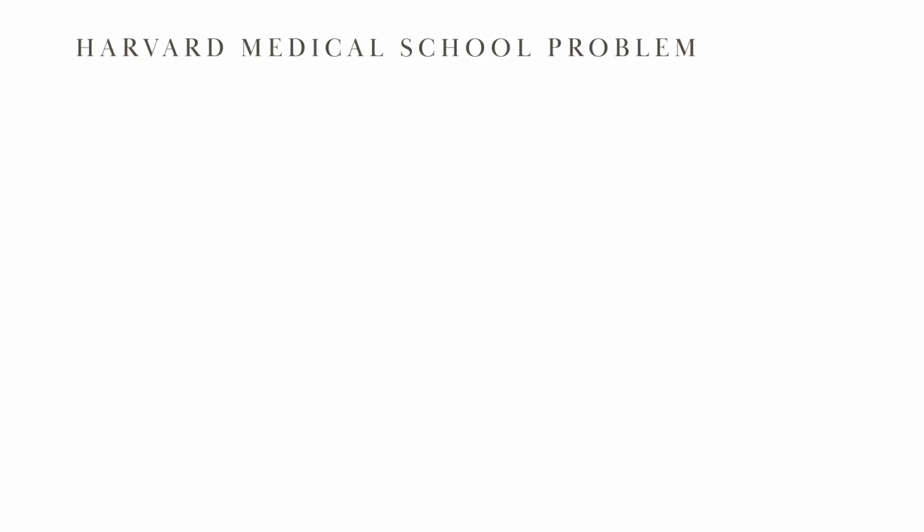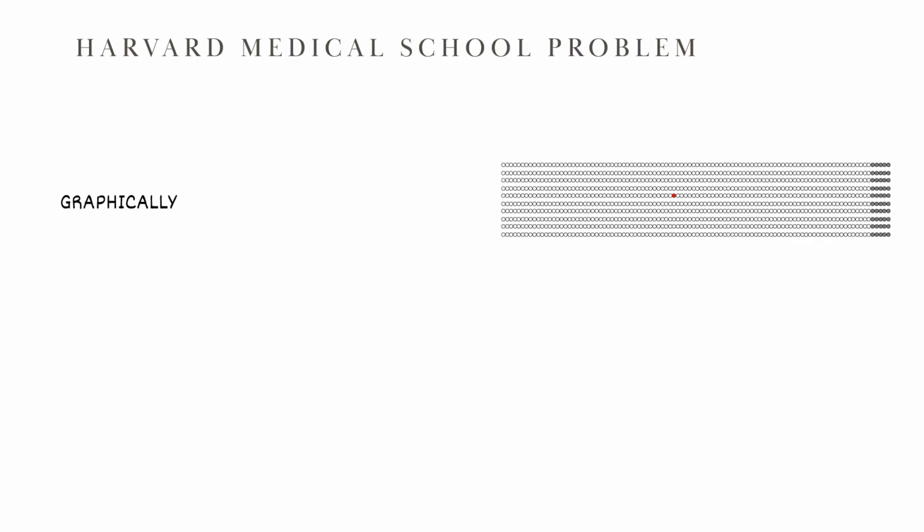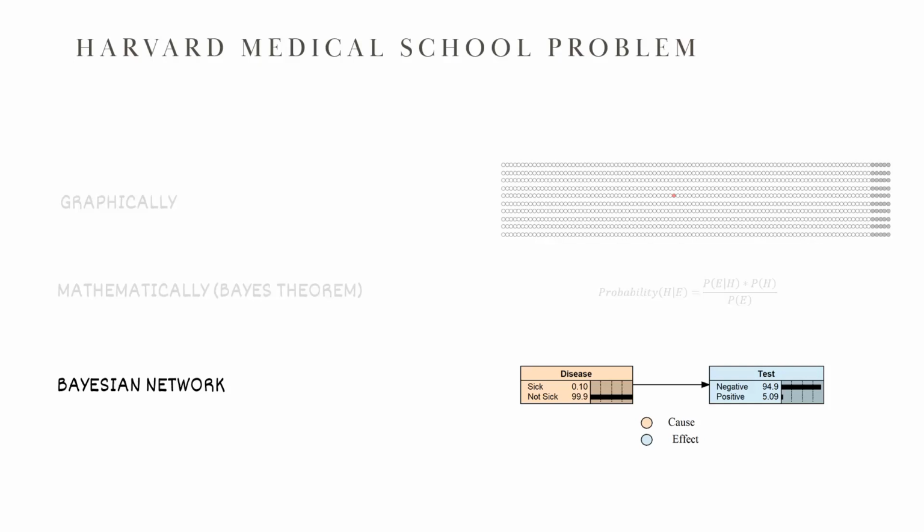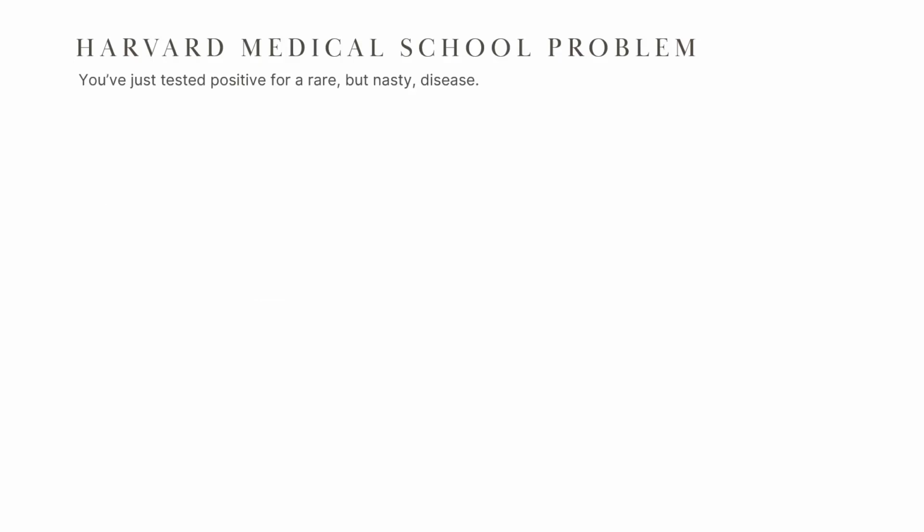Let's start with the Harvard Medical School problem. Because it's such an interesting problem, we will look at it from three different perspectives: graphically or intuitively, mathematically using Bayes' theorem, and finally using a simple Bayesian network, which is based on Bayes' theorem.